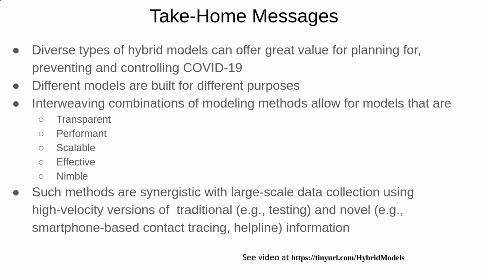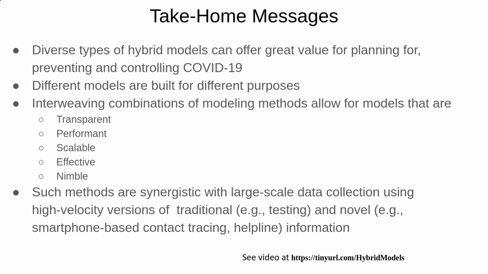So a few take-home messages. Diverse types of hybrid models can offer great value in planning for, preventing, and controlling COVID-19. Different models are built for different purposes, and it behooves us to build a different model, for example, for allowing us to estimate the current effective reproductive number and engage in short-term projection and what-if scenarios probabilistically than for detailed intervention selection, or indeed for the type of quick model that needs to be assembled for capacity planning.